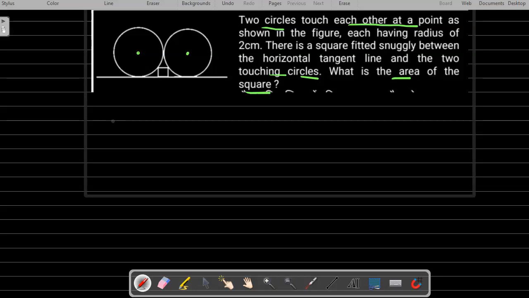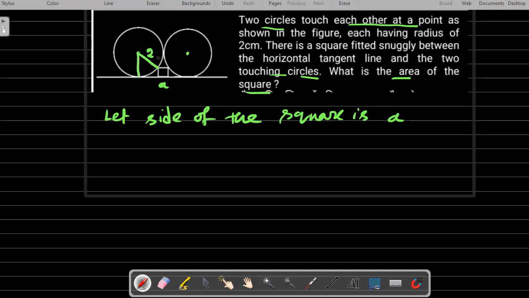So we need to find the side of the square. Let the side of the square be A. So this side is A. Now the radius of the two circles given is 2 cm. So this is 2. Now this is also 2 because this is also a radius.